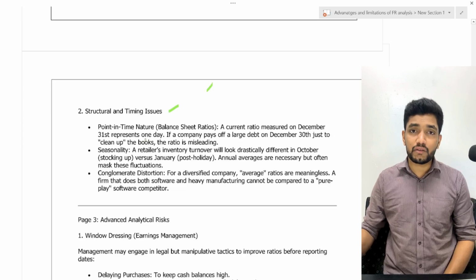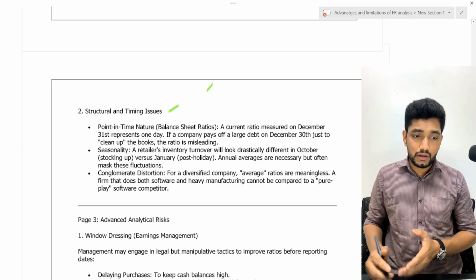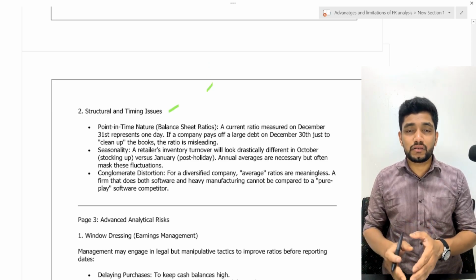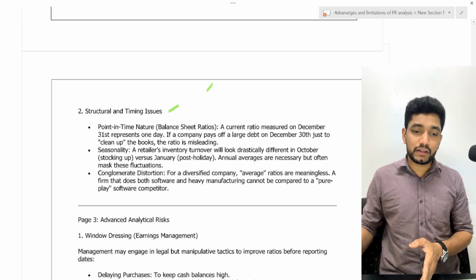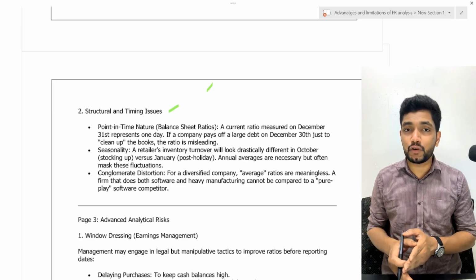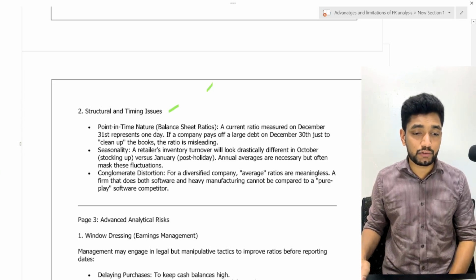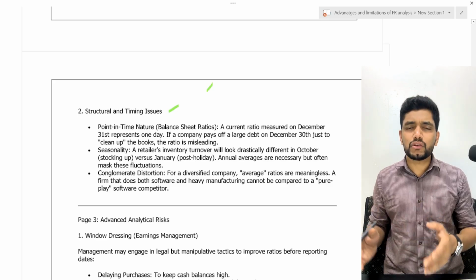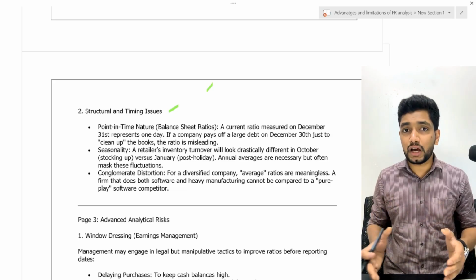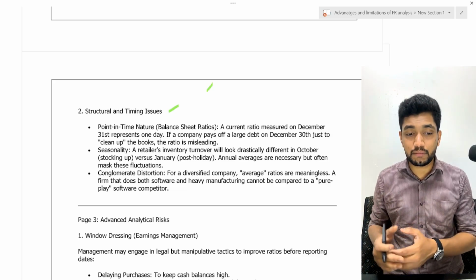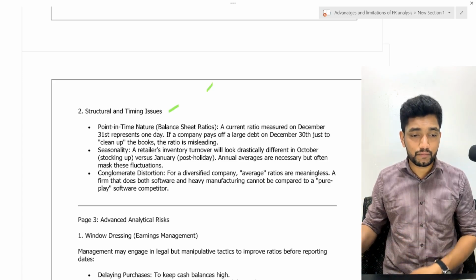Just assume you are taking one value from the balance sheet and another value from the income statement. As we know, the balance sheet is a statement showing a company's position at a point in time, but the income statement is showing the company's performance over a period of time. So there is a timing issue or point-in-time nature. That can affect the ratio, because one value we are taking from the income statement and another from the balance sheet.